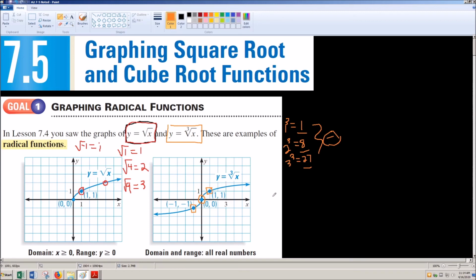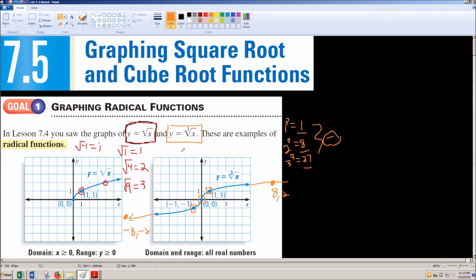So I'd be somewhere over here. I'd plug in 8. The cube root of 8 is 2. So I don't know, let's say my point's somewhere over here. So this point would be (8, 2). And then likewise, if I were to plug in -8, somewhere down here, it would be (-8, -2).